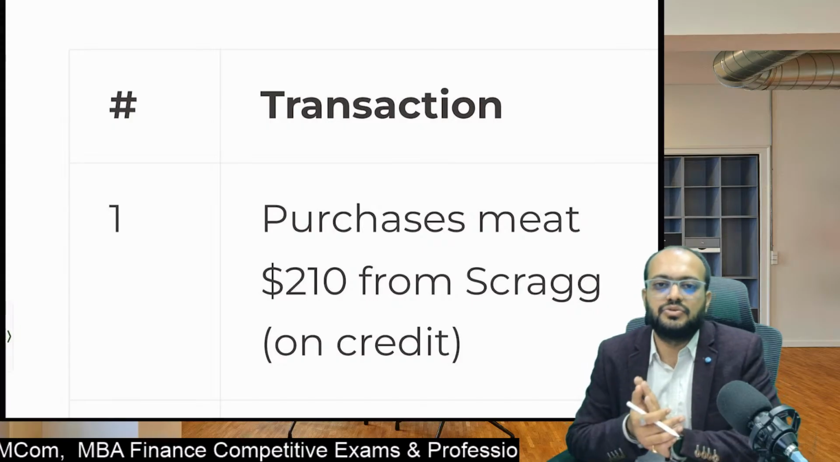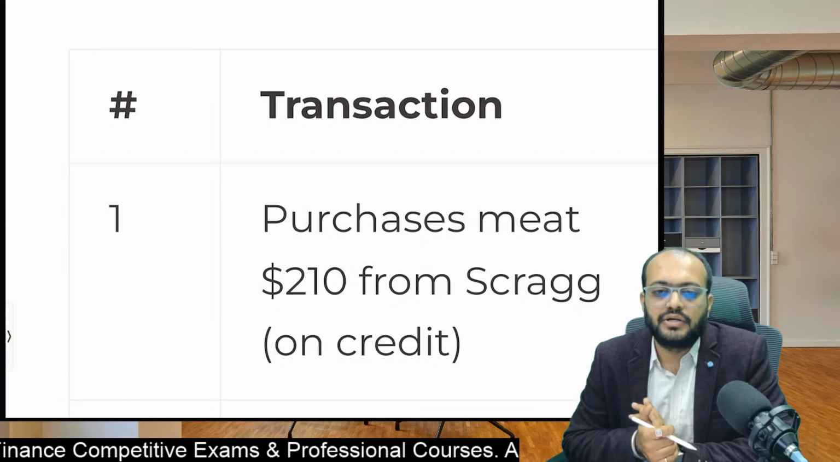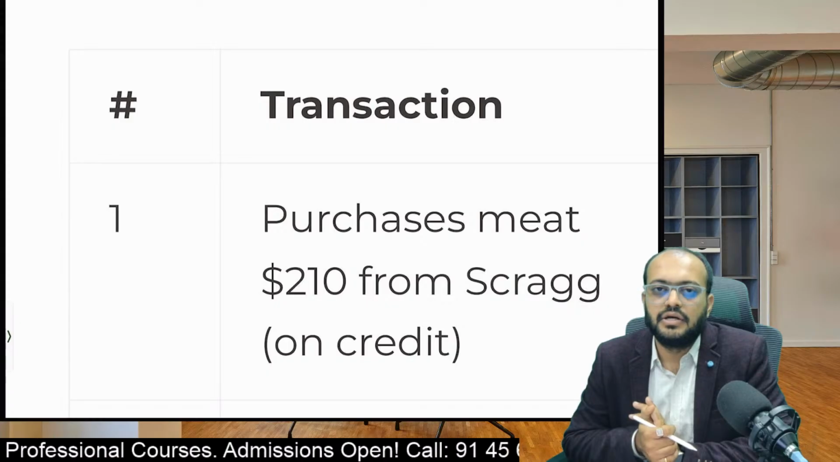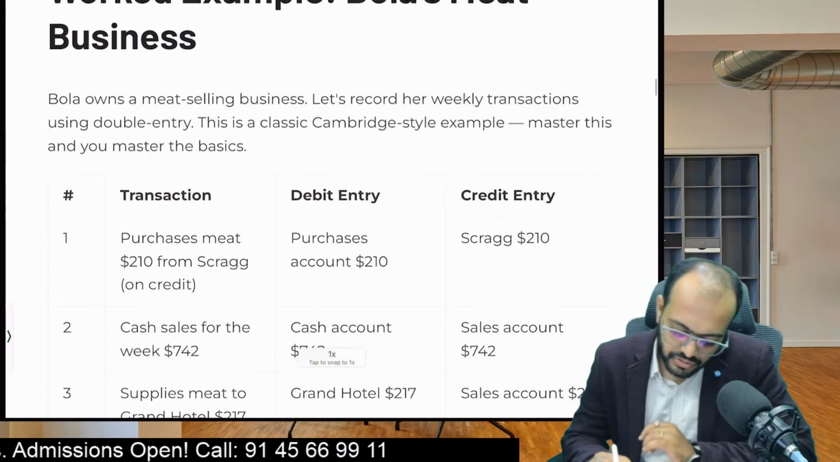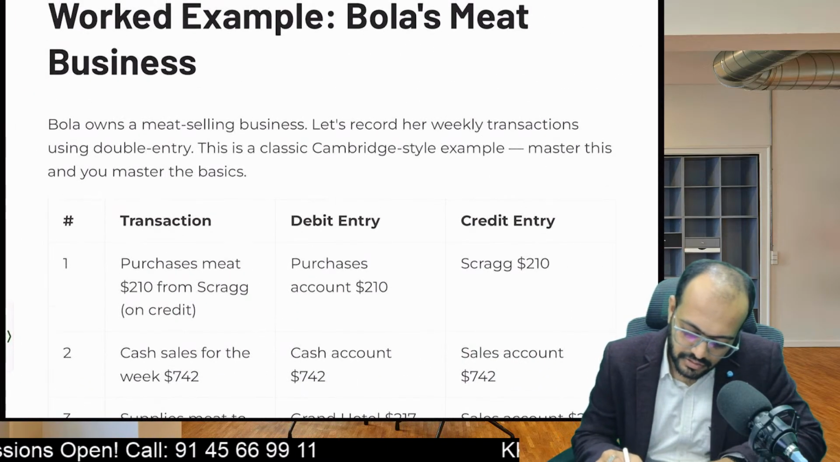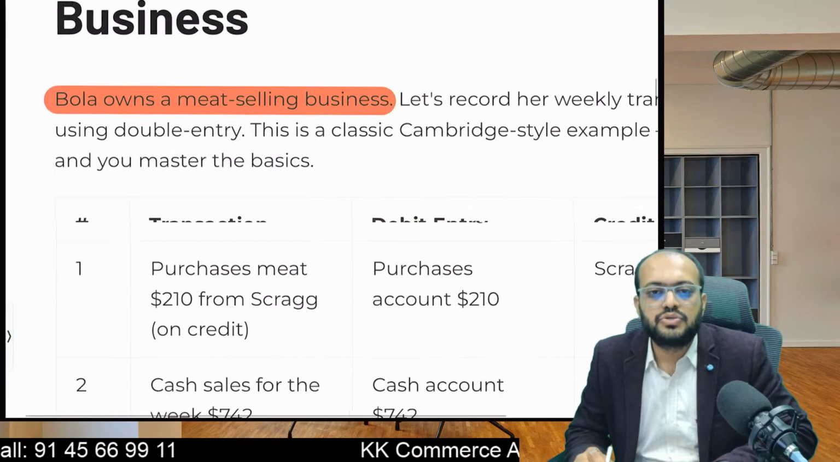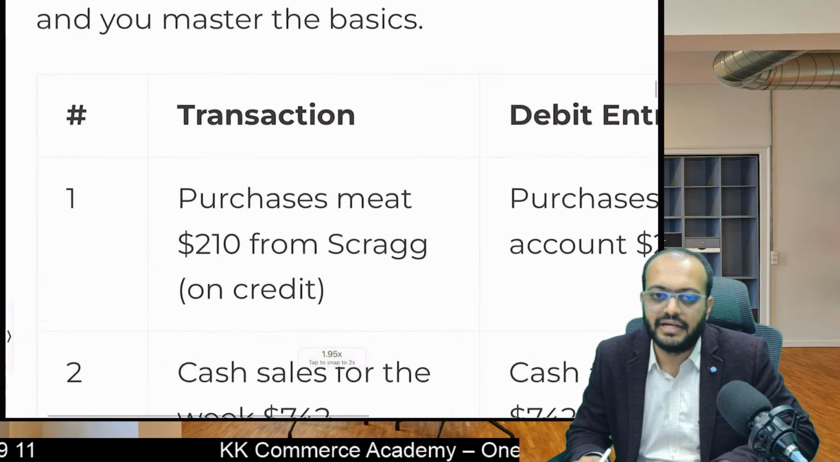Now, students, let's start with transaction number 1. Purchases meat of $210 from Scrag on credit. First of all, by observing the transaction, we have to consider that Bola owns a meat selling business. So Bola purchases the meat and of course sells the meat. They are dealing in that part only.